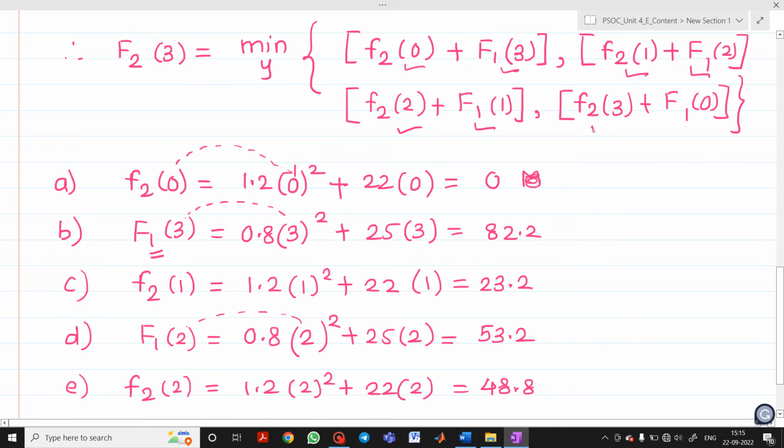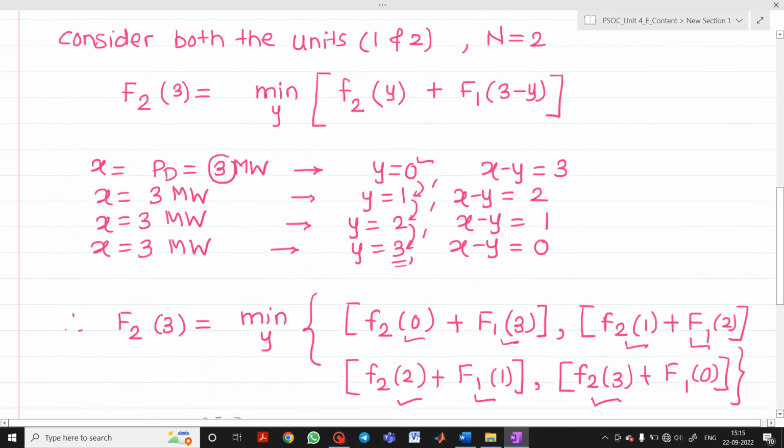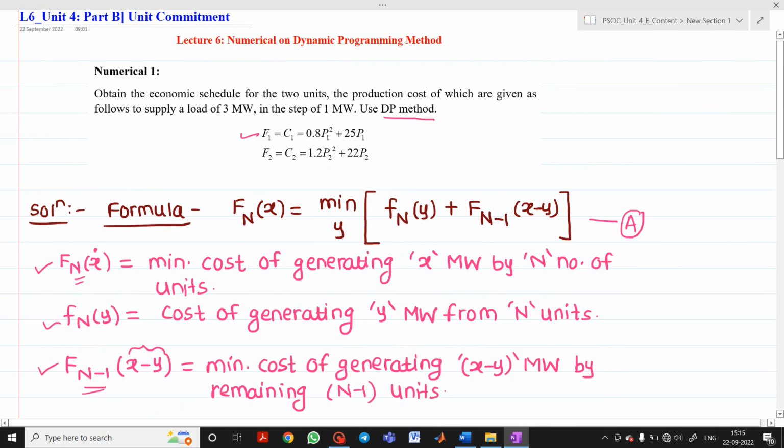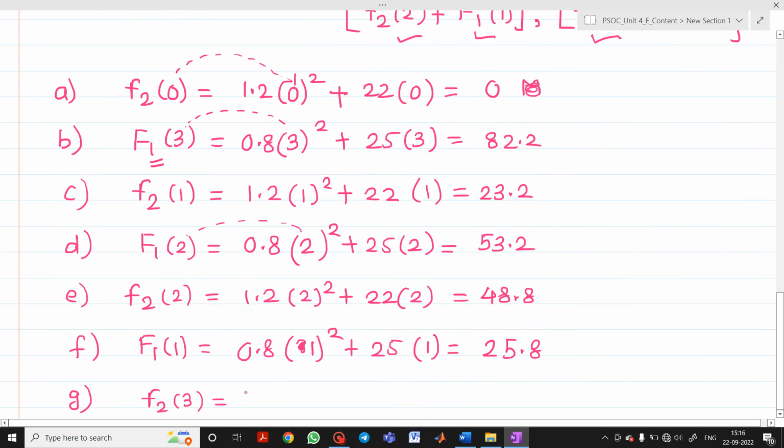Now we have to find out F2 of 3. So what will be F2 of 3? So I will write it here. F2 of 3 will be equal to, what is the equation of F2? F2 equation is given 1.2 P2 square plus 22 P2. So I will write it here 1.2. Now P2 square means what?